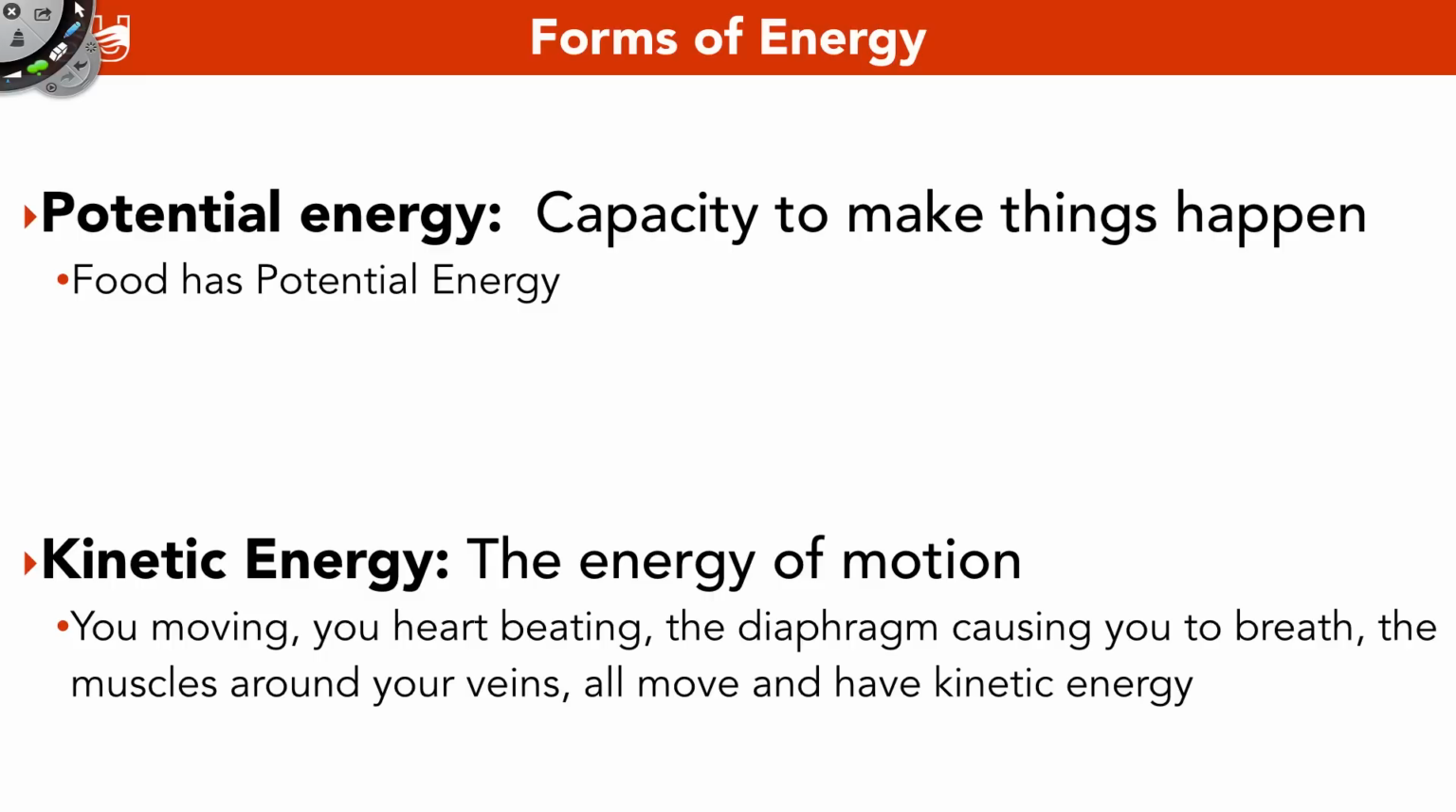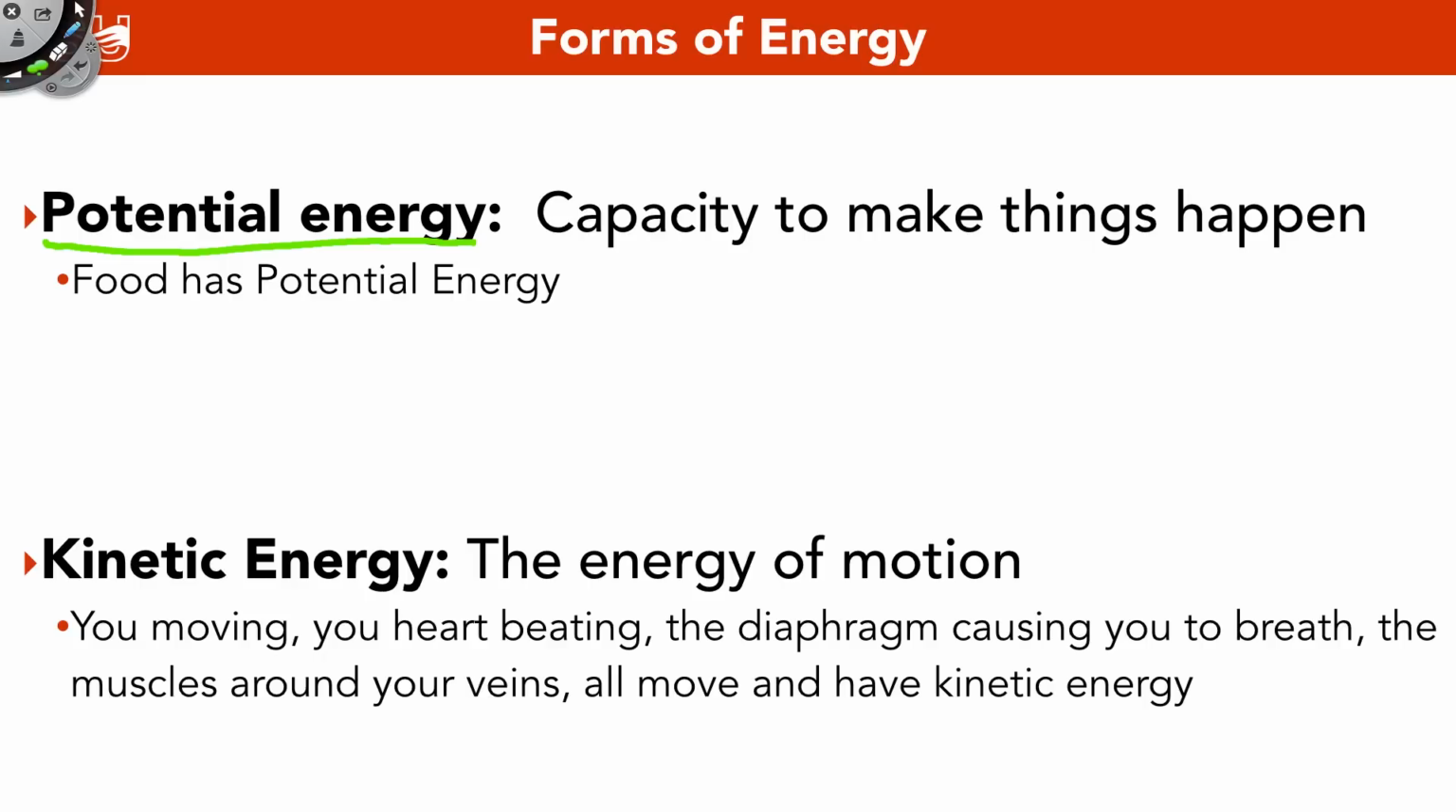So there's two forms of energy. We have our potential energy. Potential energy has the energy to make things happen. It's an energy of position or of state. So for example, a hamburger has chemical potential energy. Pixie sticks have chemical potential energy. Any food would have some type of potential energy, and that is a chemical form of that potential energy.